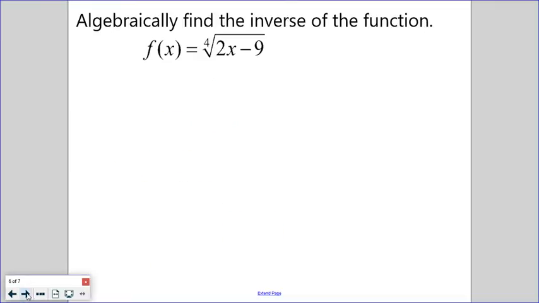Okay, and your last one, f of x equals 4th root of 2x minus 9. This is one that I see a lot of steps algebraically out of order. So that's why I picked this one for our last example today.